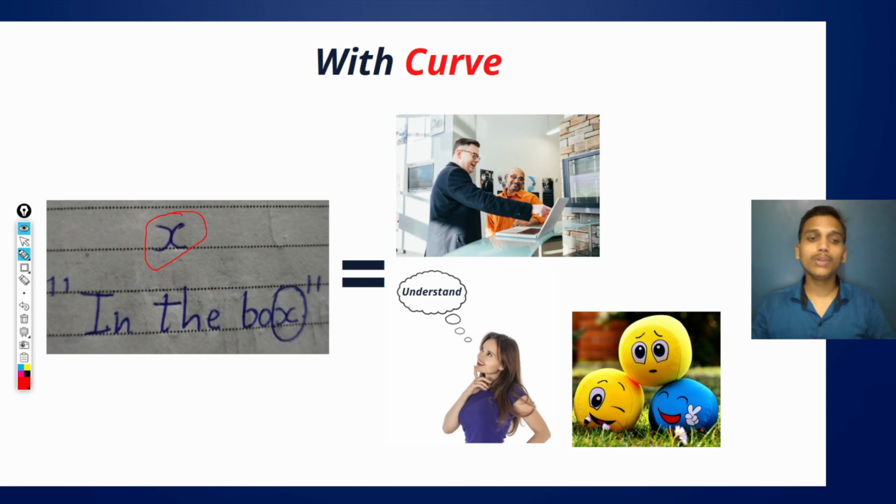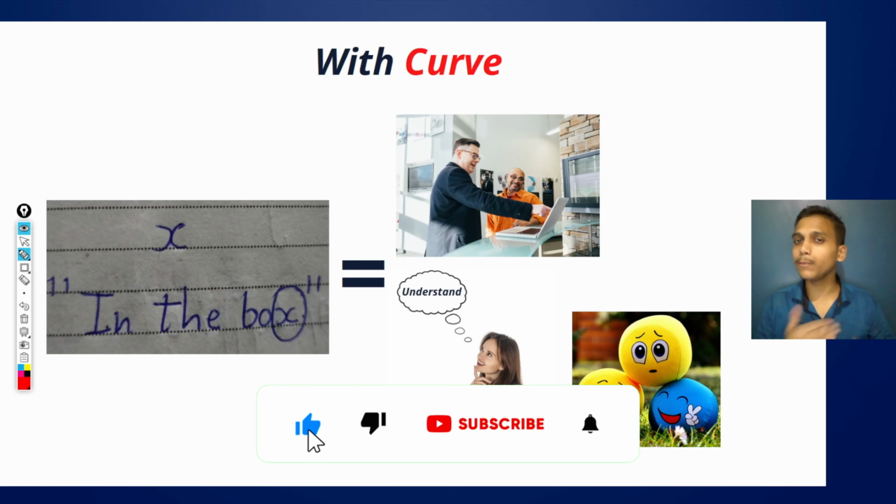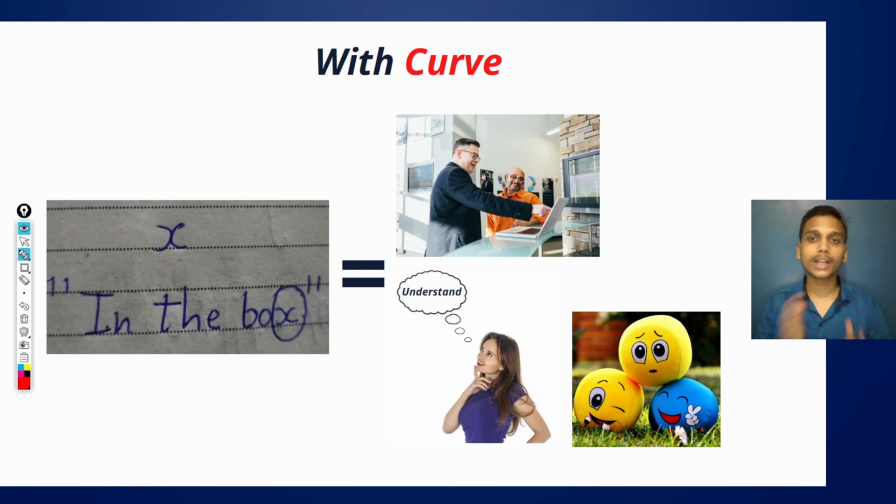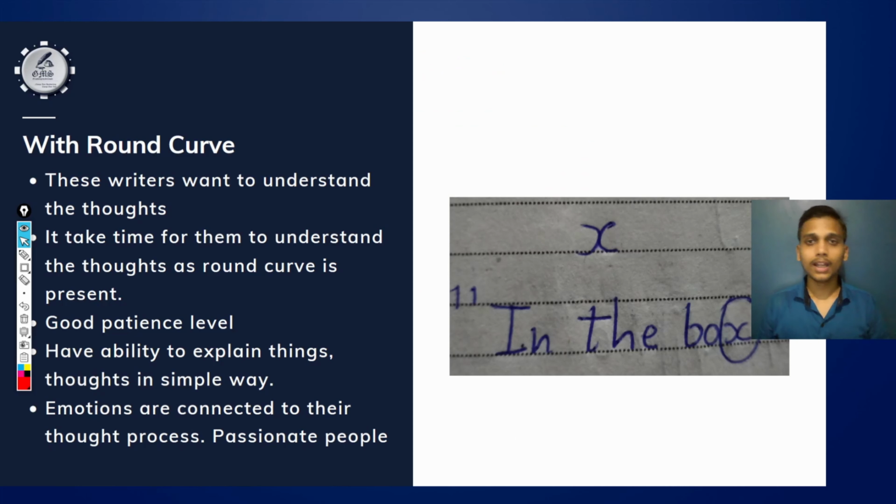I believe you learned something new. The difference between this X and this X is the angle. Here it's angle, while here it's curve. And what does it help us know? The writer is someone who takes some time to understand their thoughts, yet whenever they understand, they are able to improve whatever bad things are happening between them or inside their mind. Their emotions are connected to their thoughts, and they have a simple way of thinking and are able to explain their thoughts to others in a much more simple manner. So that's all.